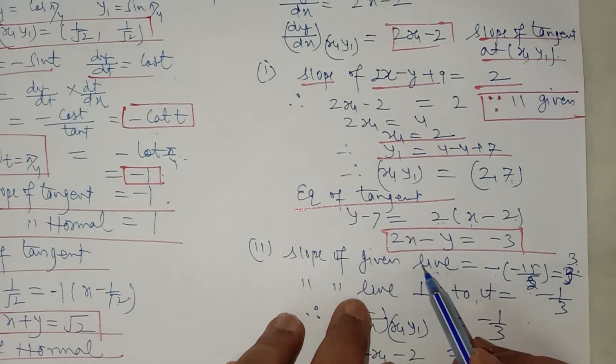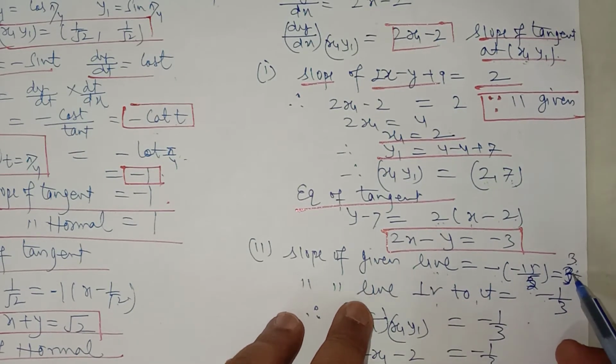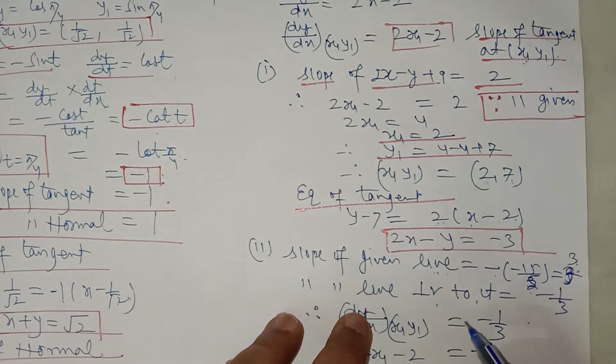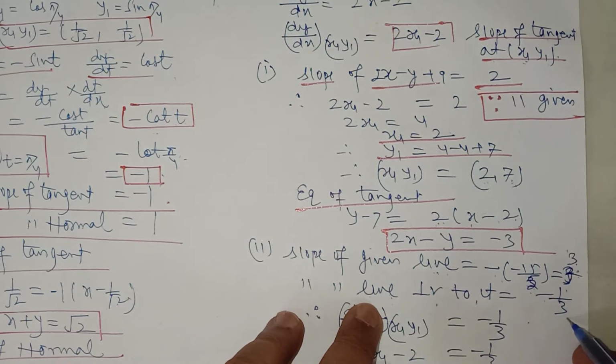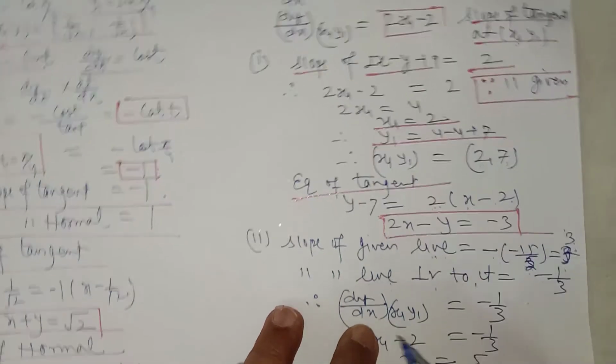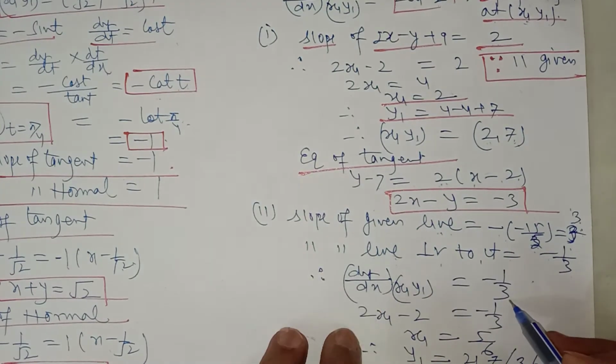So first of all, we will find the slope of the given line, which is coming out to be 3, which is minus a upon b, and the slope of the line perpendicular to it will be minus 1 upon 3. Therefore, this will be the slope of the tangent. So the slope of the tangent will be minus 1 upon 3.